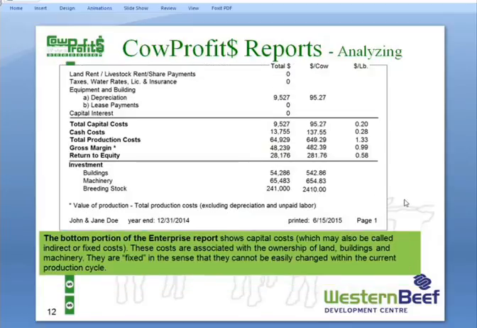The bottom portion of the report shows capital costs. And these may sometimes be called indirect or fixed costs. These are costs that don't really change with varying levels of production. And they're also called fixed because they're not easily changed within the current production cycle.